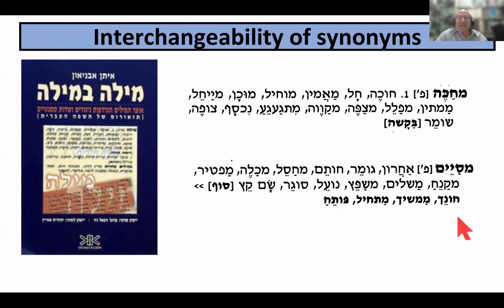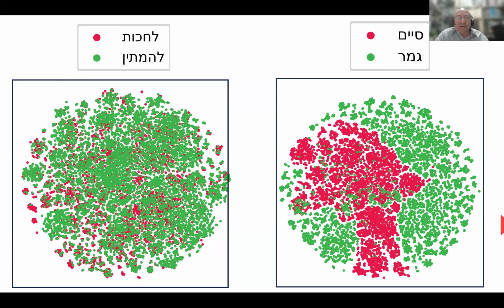So let's take two samples. For the word mechakeh, I'm going to take the word mamtin, both meaning to wait. And for the word misayem, I'm going to take the word gomer, both meaning to finish. So I took these two pairs. Now, we've seen a lot of these TSNE visualizations until now, but I'm making a switch. Until now, the colors have represented the automatic clustering done by my script. Now, I'm doing something else.